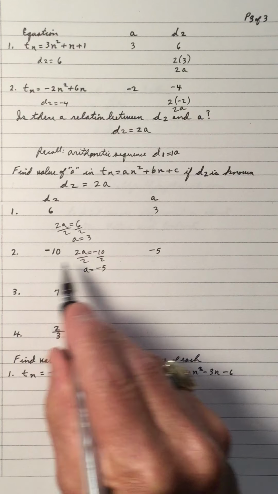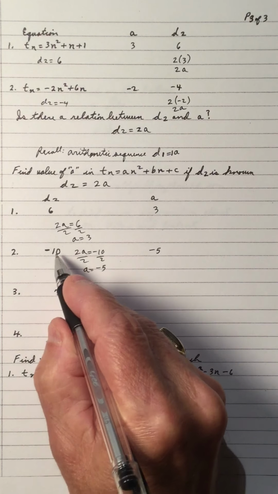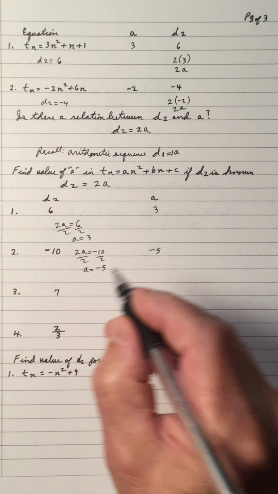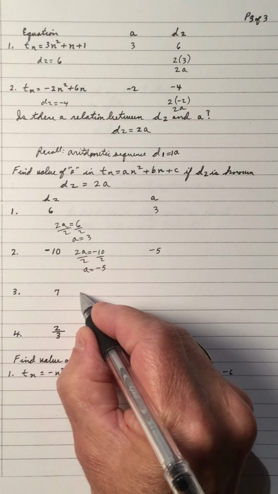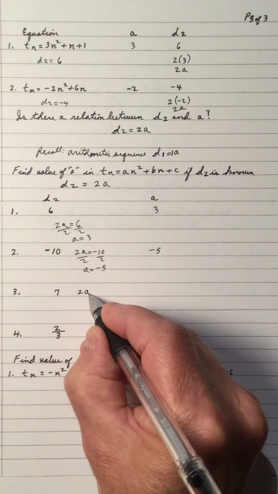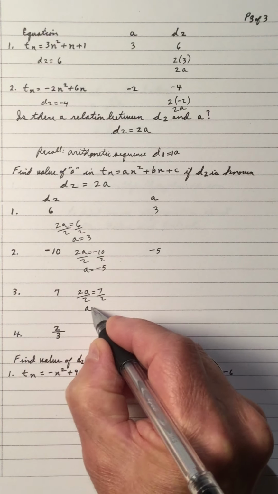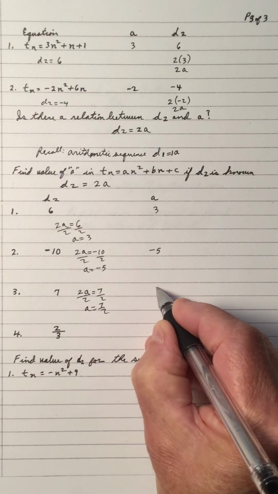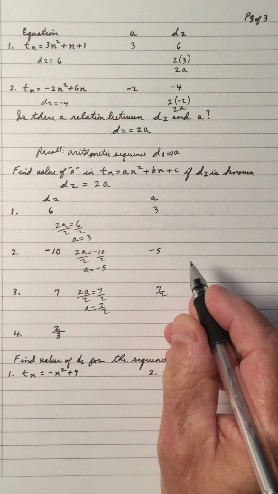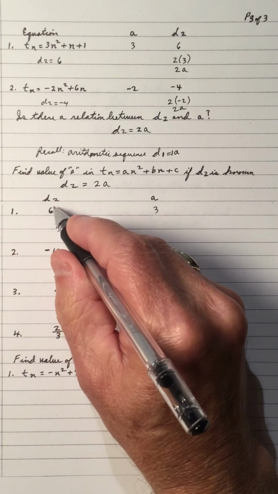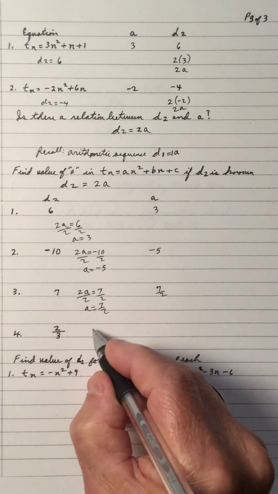Because D2 is twice this number, we take a half. We know D2, we take a half. So D2, again, is 2A. So 2A equals 7 divided by 2, so A is 7 over 2. So if I know A, I double it. If I know D2, I take half of it.